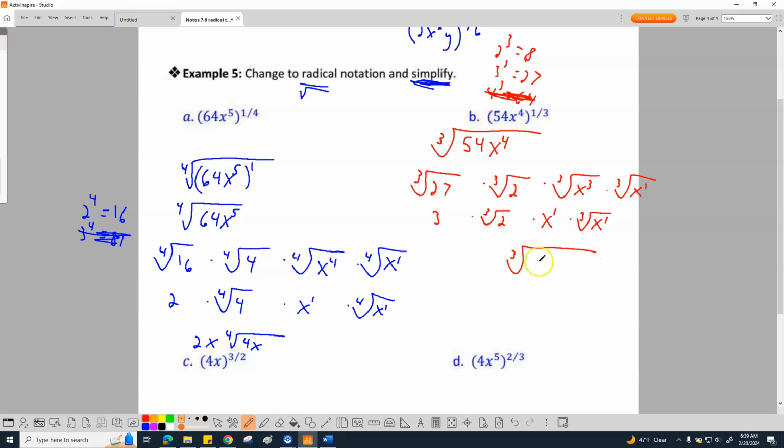Here's my house. What's inside my house? I have a 2, I have an x. And what's outside my house? I have a 3 and an x. So that's basically my work for how to do example B.